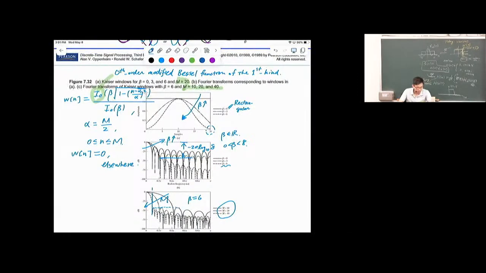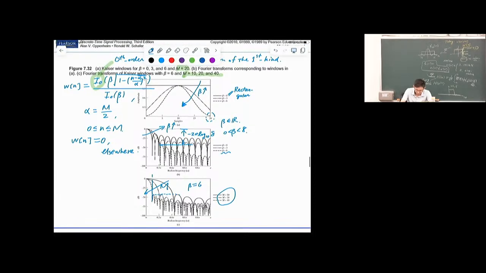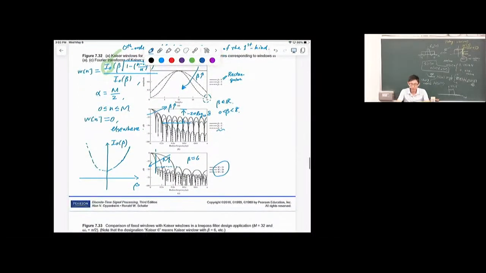And for those of you that are interested in this zeroth order modified Bessel function of the first kind, let me just draw a kind of plot. Just imagine this is an exponential function; it's similar to an exponential function. It's like that, and it's evenly symmetric. I0 of beta is like this function. So that's some extra information for you to know.